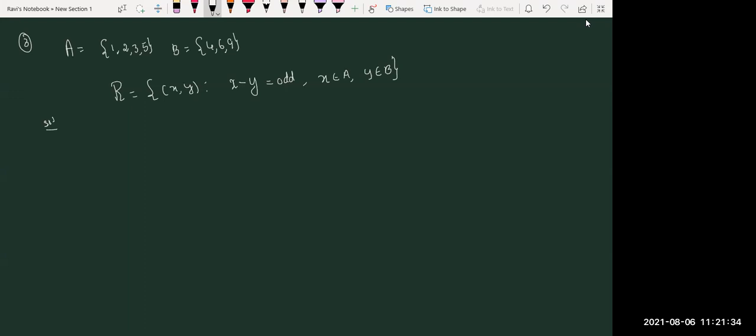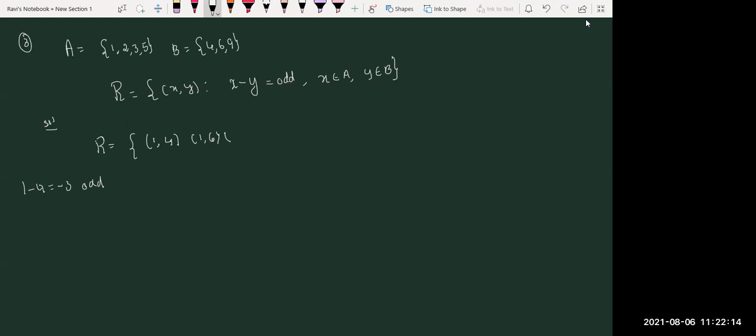What are the ordered pairs? What number can I take here now? 1 comma 4. If we take 1 minus 4, it is minus 3, an odd number, the sign doesn't matter. Next, 1 comma 6. Next, 1 comma 9 we can't take, because both are odd numbers. One odd number and one even number is possible.